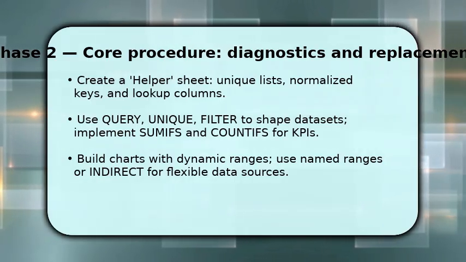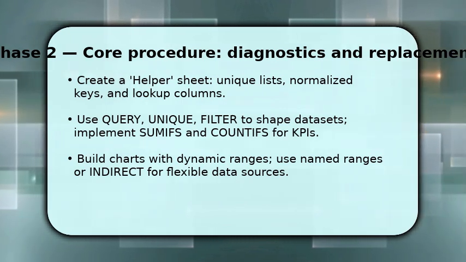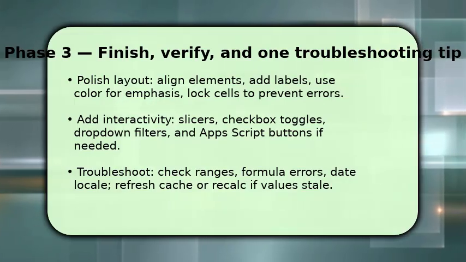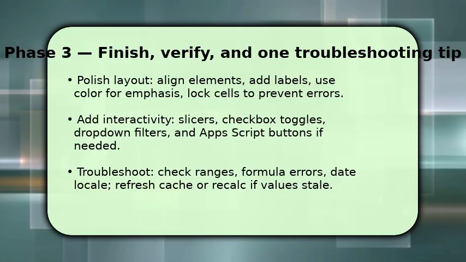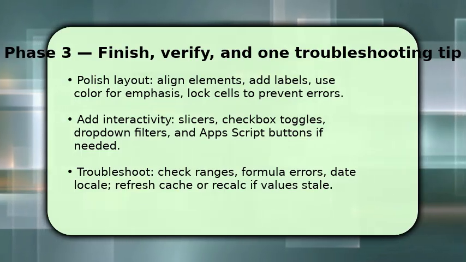You finish by polishing visuals and adding interactivity so viewers can explore. Align and label every KPI and chart, use contrasting colors for immediate sense-making, and protect formula cells so users don't overwrite them. Add slicers, drop-downs, or checkboxes tied to your helper ranges. For advanced actions, add an Apps Script button.